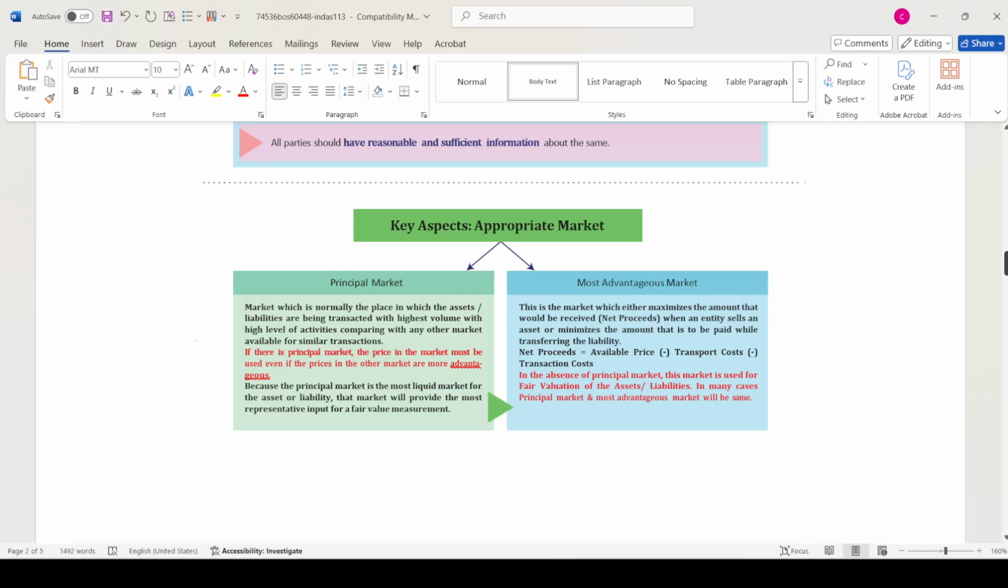The logic behind why we are taking the principal market, even if there is a most advantageous market, is that the principal market is a market where a large number of transactions happen, and it is the most liquid. So the possibility of liquidating the asset in the principal market is easier. That is the reason why we should consider the principal market.